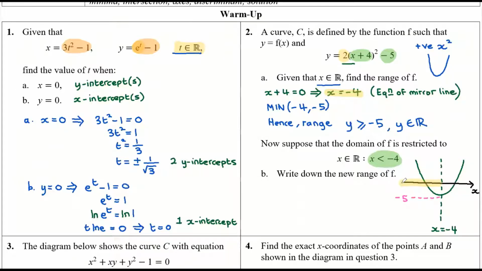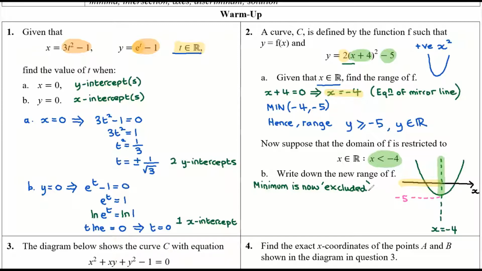So if we allow the domain to be restricted, so that we're only including values less than -4, strictly less than -4, that means that the range is going to be affected ever so slightly. So the range is going to be anything strictly greater than -5 because that minimum point is now excluded. So let's just make a note of that. So the minimum is now excluded. I'm just putting that in inverted commas. I'm not using mathematical terminology there.